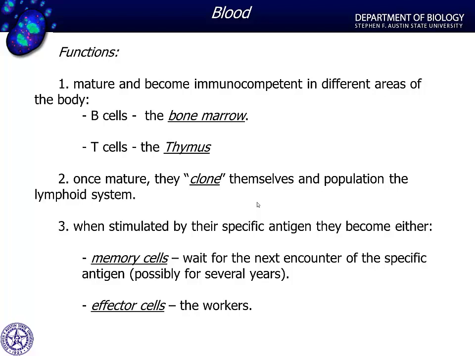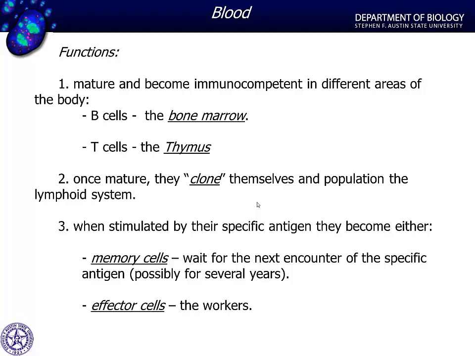So B cells are produced and mature in the bone marrow. T cells become immunocompetent in the thymus. These are the organs where we get these names from. And really the B for B cells comes from the bursa in birds. It just so happens in mammals, we also do this in an organ that starts with the letter B.